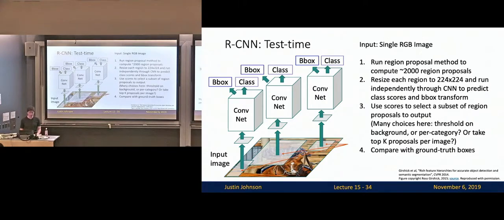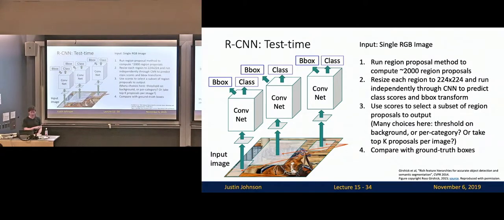Yes, yeah. So these ConvNets all share weights. We use the exact same ConvNet with the exact same weights, and we just apply it to each image region that is coming out of our region proposal mechanism. If they didn't share weights, it wouldn't really work out, because we might have different numbers of region proposals for each image.